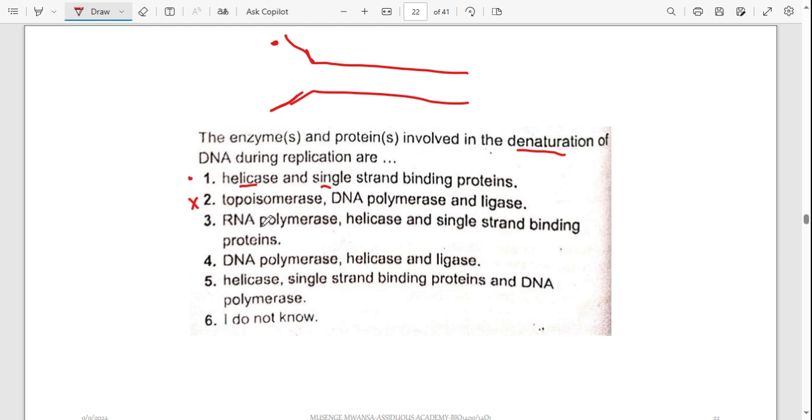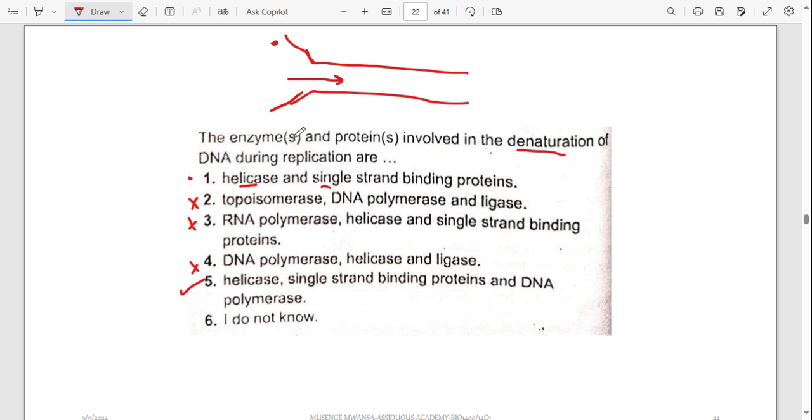RNA polymerase, not in denaturation. DNA polymerase, not in denaturation. Helicase, single-stranded binding protein, and DNA polymerase. This is true. DNA polymerase is going to be going forward on the separated strand, and that new strand that is forming is actually also preventing the coming together. Because as this is moving, it's actually also helping in that process.